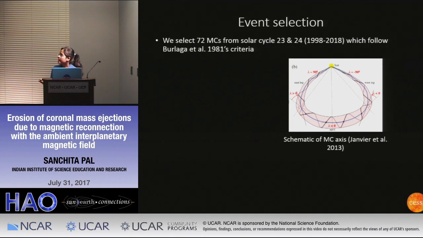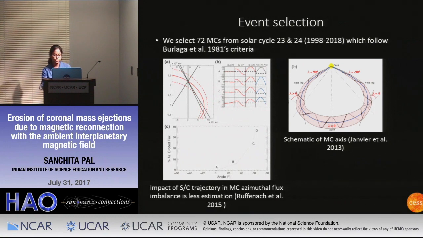You can see here I have shown one magnetic cloud along with the angle lambda. The lambda angle is very important in finding the erosion of the magnetic cloud. This lambda angle is the angle between the magnetic cloud axis and the spacecraft plane, which is perpendicular to the ecliptic plane. You can take this line as the magnetic cloud axis, and this line as the spacecraft plane, perpendicular to the ecliptic plane. This is the lambda angle. If this lambda angle increases, then the magnetic cloud erosion will be falsely detected.